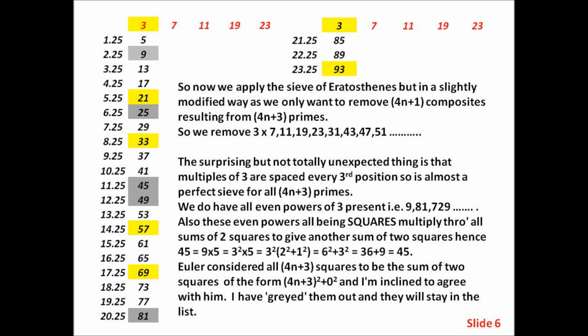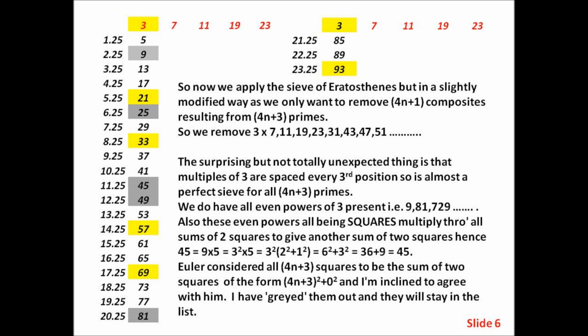We do have all even powers of 3 present, i.e. 9, 81, 729, etc. Also, these even powers, all being squares, multiply through all sums of two squares to give another sum of two squares. Hence, 45 equals 9 times 5 equals 3 squared times 2 squared plus 1 squared equals 6 squared plus 3 squared equals 36 plus 9 equals 45.